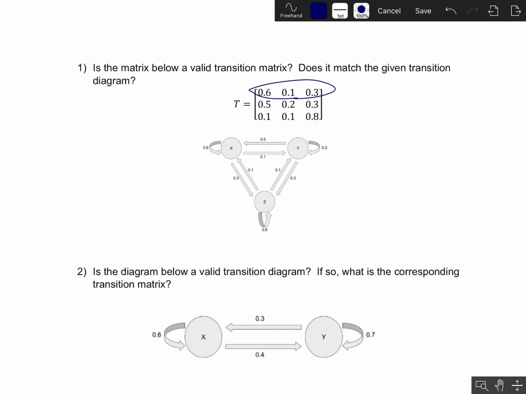So if you add these up, you would get 0.6 plus 0.1 plus 0.3, that is 1. And similarly, the sum of these other two rows is also 1. So each row has a total of 1, and that's good because each row is supposed to represent the transition probabilities away from the given state. So maybe this would be the transition probabilities away from A, for example. And that top row is telling us that there's a 60% chance that if you were at A today, then you'll be at A tomorrow. And then there's a 10% chance you'll be at B tomorrow, and a 30% chance you'll be at C tomorrow. So this is a valid transition matrix.